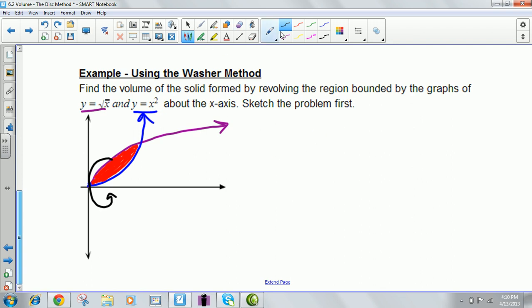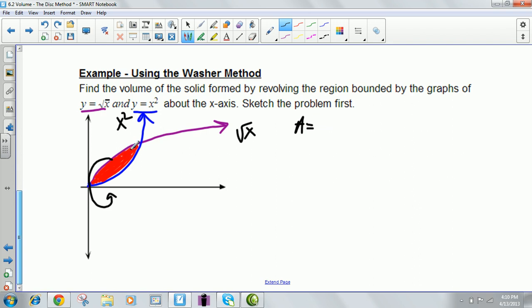So again, this was the square root of x, and this was x squared. Now let's figure out one of those disks. If you figure out one of those disks, the area.